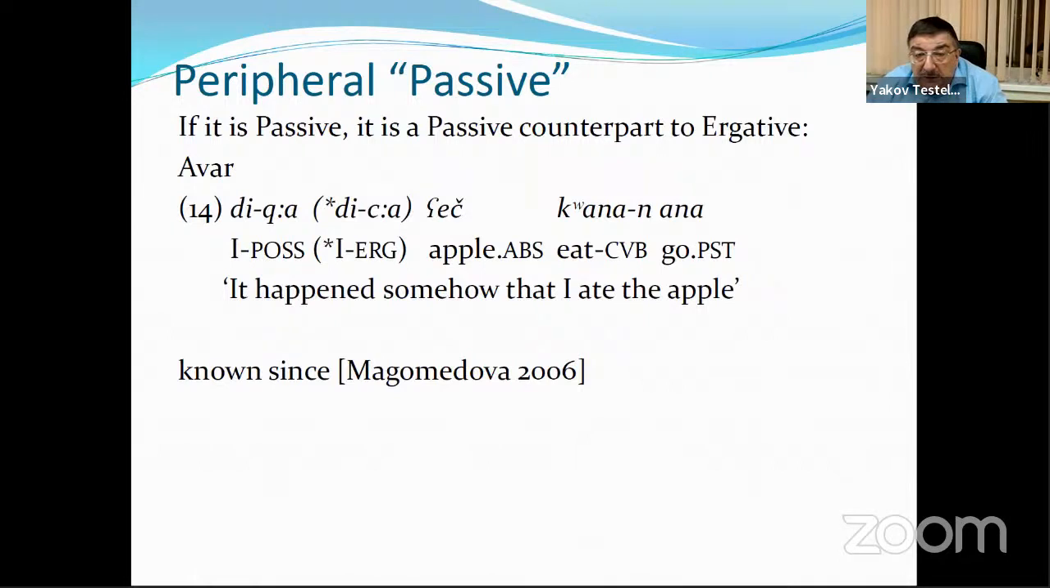With intransitive verbs, possessive can be used, denoting that something happened because of somebody. So literally it means something like the apple was eaten because of me, but since it means in fact that I ate the apple, it looks very much like passive. This construction has been discovered very lately, very likely it wasn't known before Magomedov's work of 2006, and it needs further investigation, but even if it is passive, it is a passive counterpart to ergative, the ergative-absolutive construction, not something to which the ergative-absolutive construction might be a passive counterpart, of course.